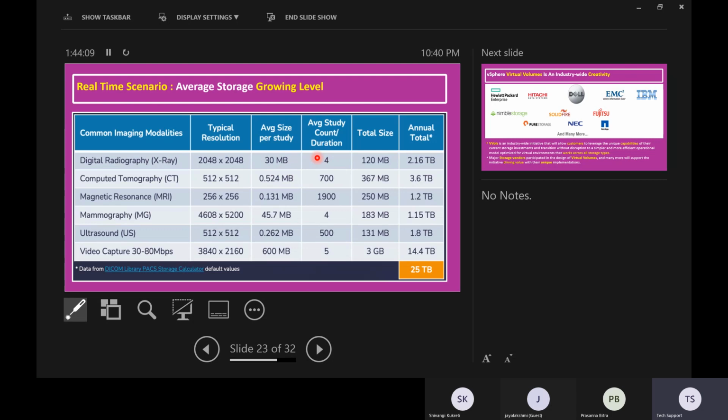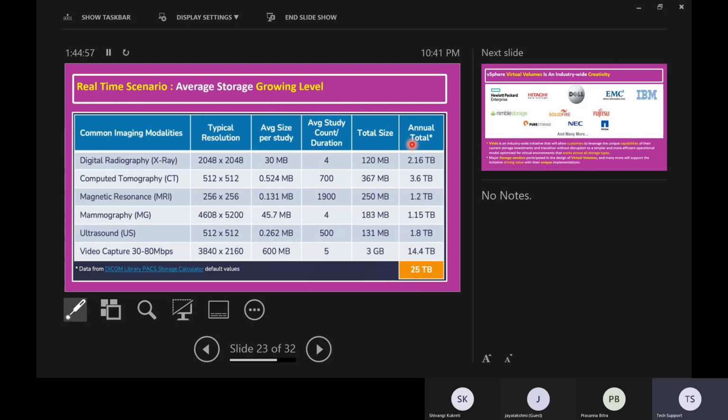So let's say on average every day there are 4 files. The total equivalent size is 120 MB. If you calculate the X-rays for 1 year of annual data for one hospital, it's equivalent to 2.16 terabytes. In the same way, the computerized tomography scan, the CT scan, for one hospital, the annual CT scan data is equivalent to 3.6 terabytes. And the MRI scan similarly, and other scans also. If I put all the annual file sizes together, the total data of one hospital is equivalent to 25 terabytes. It's not our manual calculation, it's as per the survey result. Survey result means it's already proven information. One hospital averages 25 terabytes of data per year.